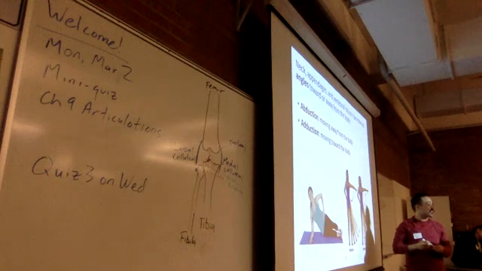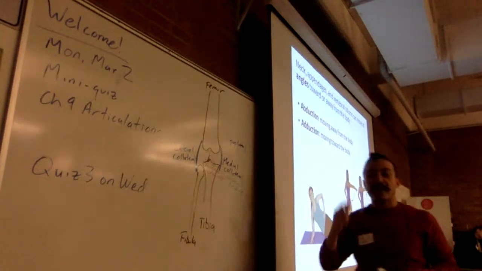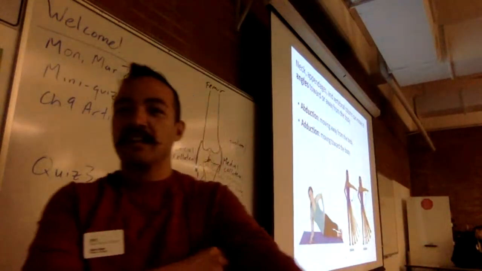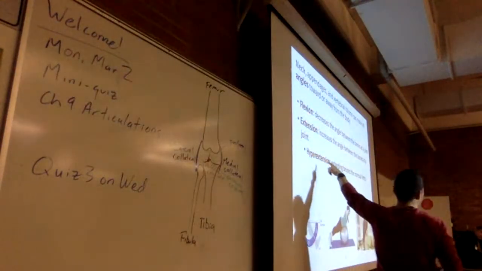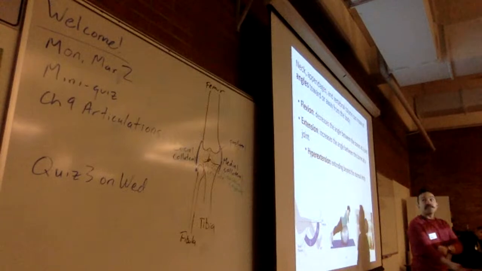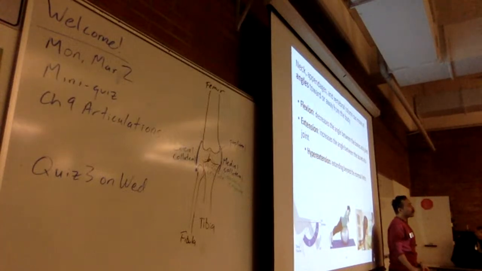All right, abduction and adduction. Again, you can see why spelling matters. You need to get that letter right. Okay, flexion, extension, and hyperextension. That's just when you do it too much. Flexion is when you make the angle of a joint with your body, you make that angle smaller.